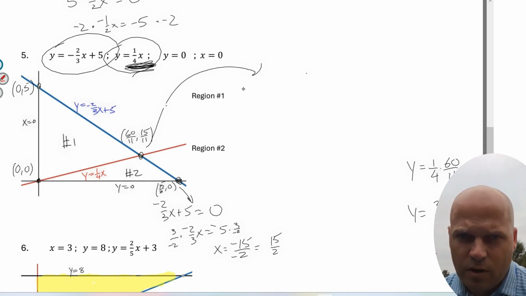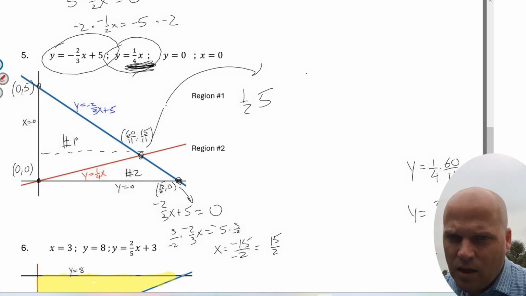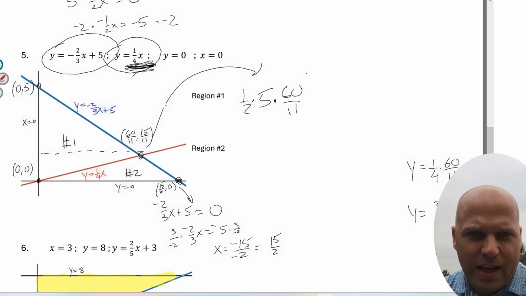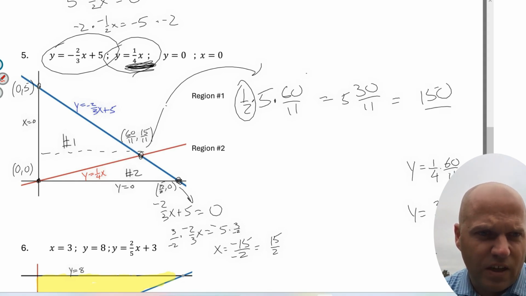Let's look at region 1. We have 1/2 a base of 5, and then my height is actually this x distance. This x distance is 60/11ths. So I have, multiplying anything in any order, I'm going to multiply the half by the 60/11ths, and I'm just really going to divide the top and bottom by 2 to get 30/11ths times 5. And then I multiply those together to get 150/11ths.